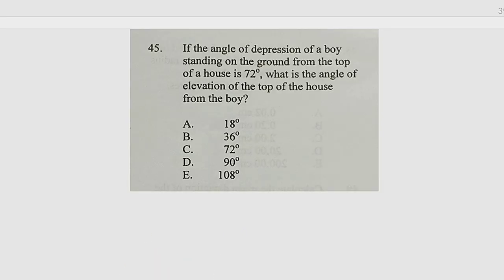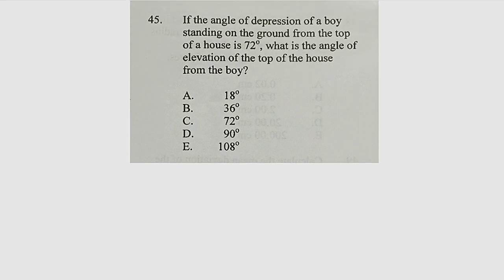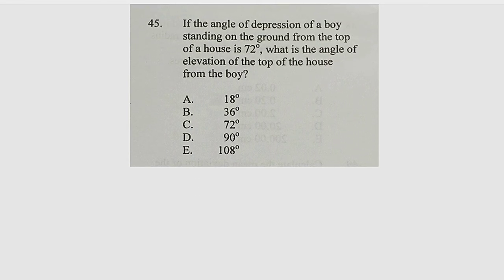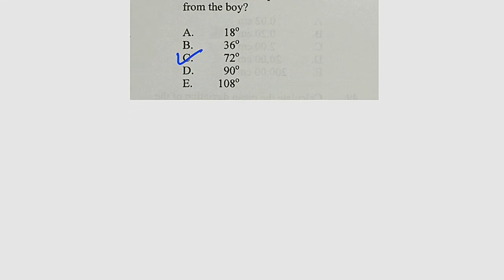All right, question number 45 reads, if the angle of depression of a boy standing on the ground from the top of a house is 72 degrees, what is the angle of elevation of the top of the house from the boy? Okay, let us make a rough sketch of this, though I know they must be the same. 72, 72. So it is option C, but let me show you why.